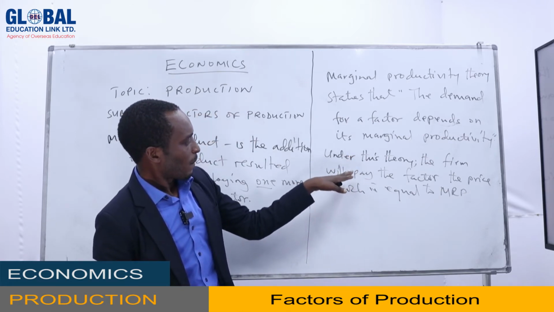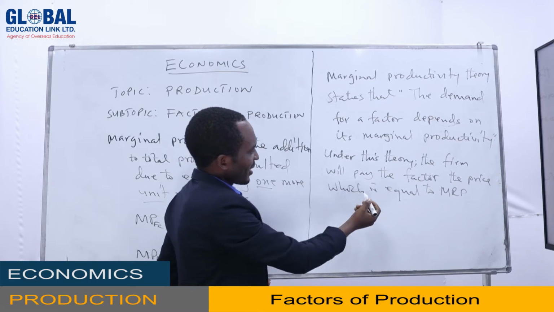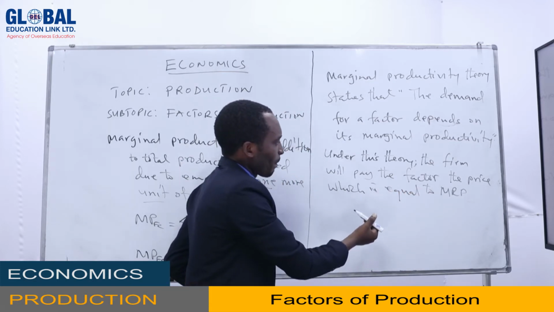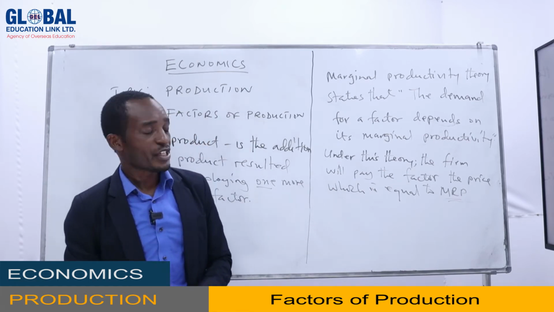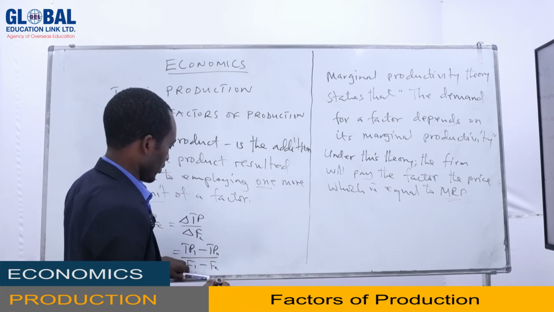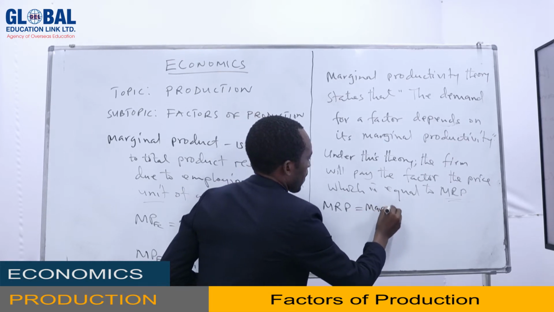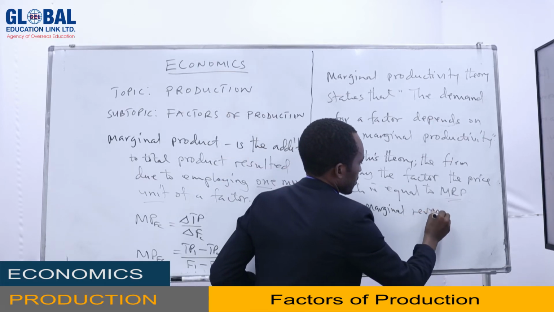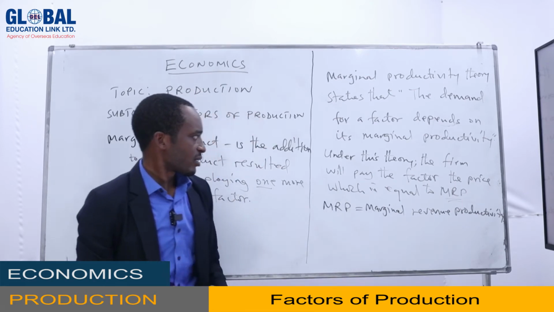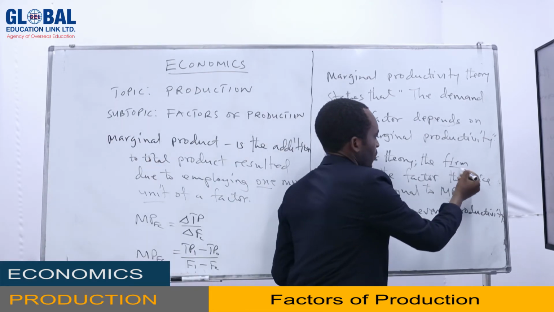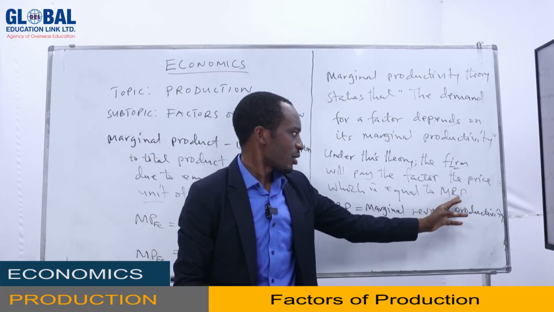Firms operating under this market will pay the factor of production the wage or price which is equal to the MRP, which is marginal revenue productivity. So MRP is the same as marginal revenue productivity. So firms will pay the factor the price which is equal to marginal revenue productivity.